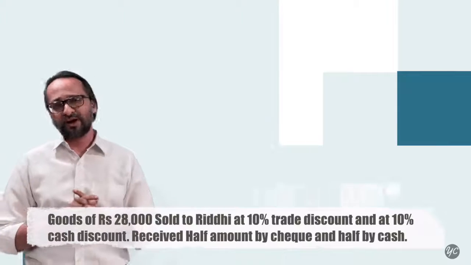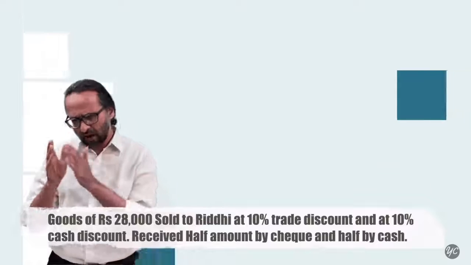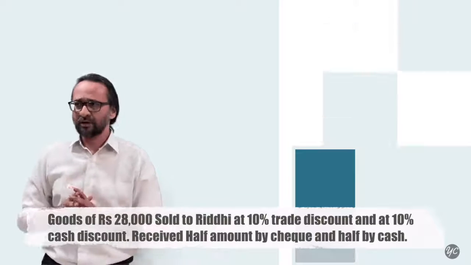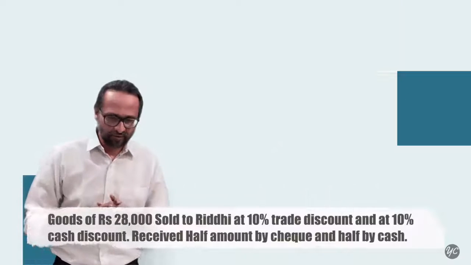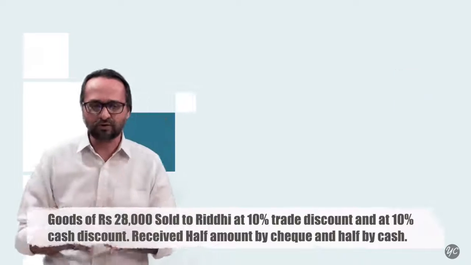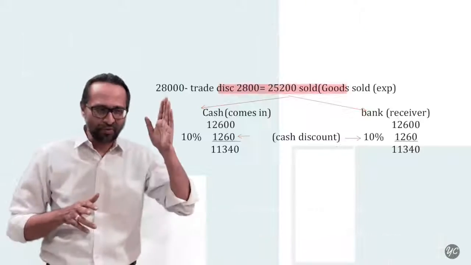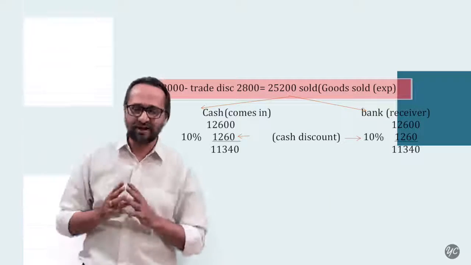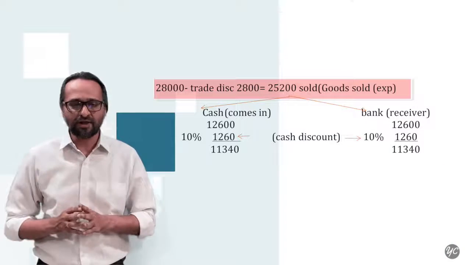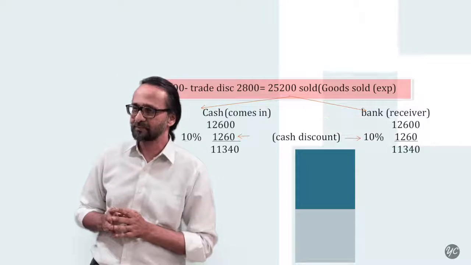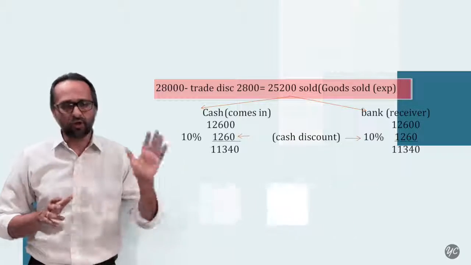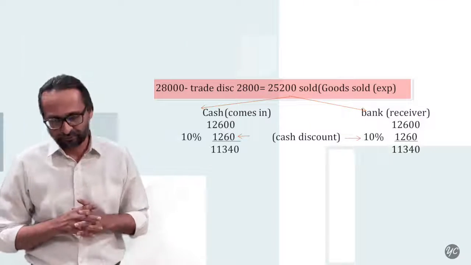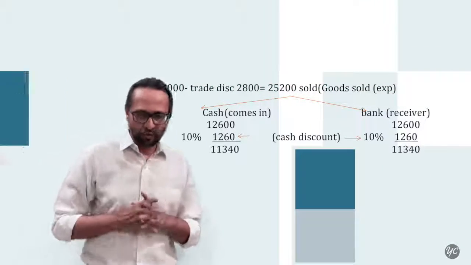And 10% is trade discount. As I told you in the earlier video lecture, trade discount is not accounted. We simply have to minus this 10% from the total amount of sales. So 28,000 minus 10% trade discount, the ultimate amount is 25,200. This is the net sales amount that we have to record in the books of account. Trade discount is not at all recorded in the books of account. Simply we have to minus this amount.